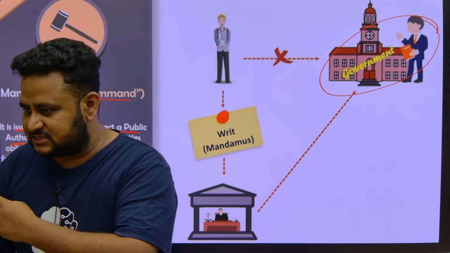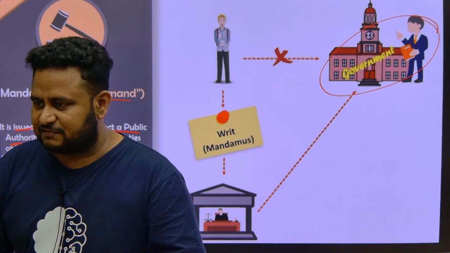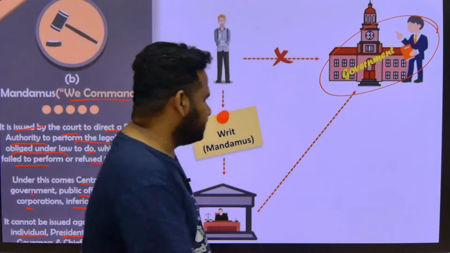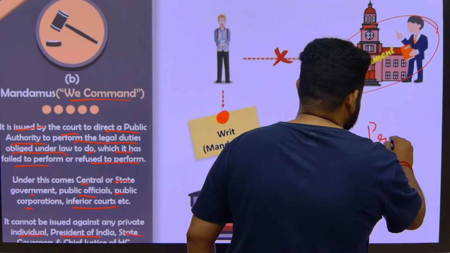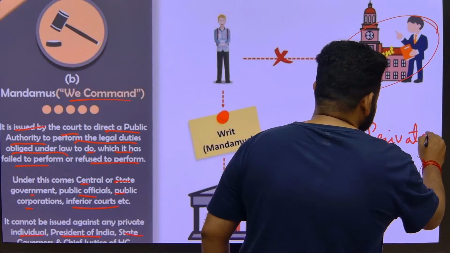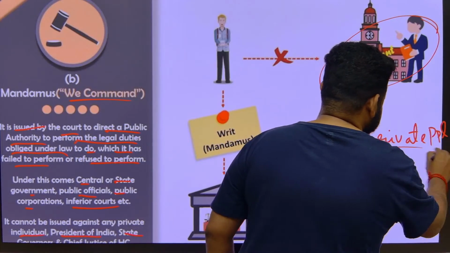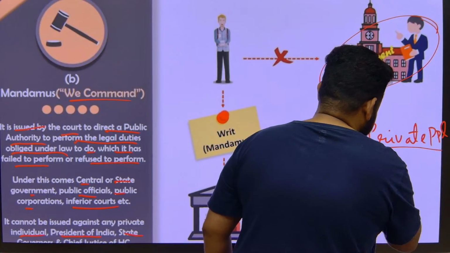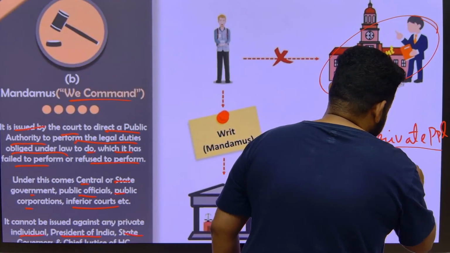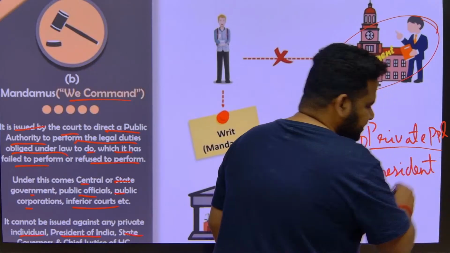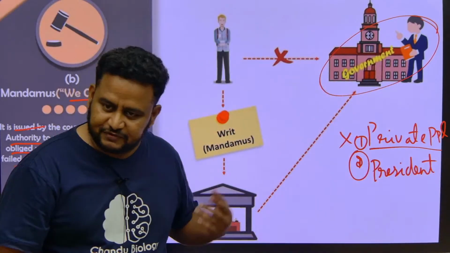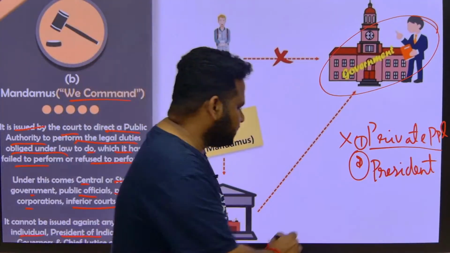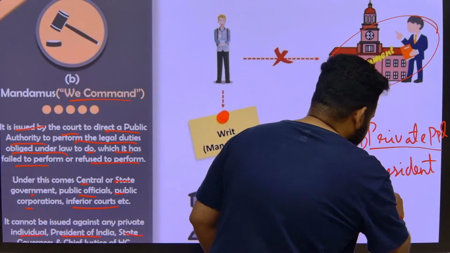But this mandamus cannot be issued against certain kinds of persons. One is the private individual, that is, people who are not government. This cannot be issued against private people, and it also cannot be issued against whom? President. Most important, the President. If it cannot be issued against the President, automatically it cannot be issued against the governor also. It cannot be issued against the governor.